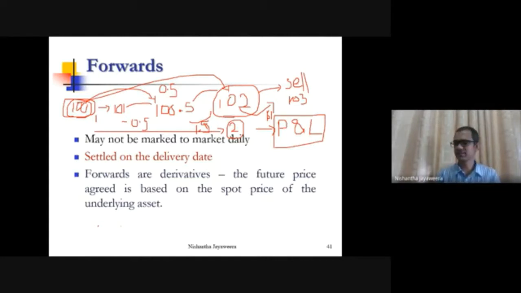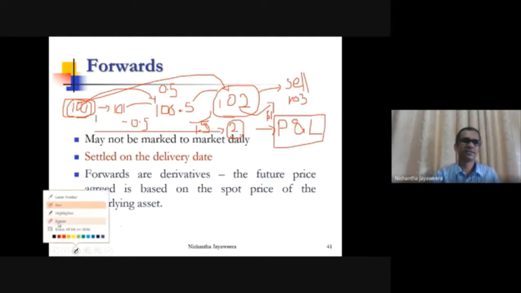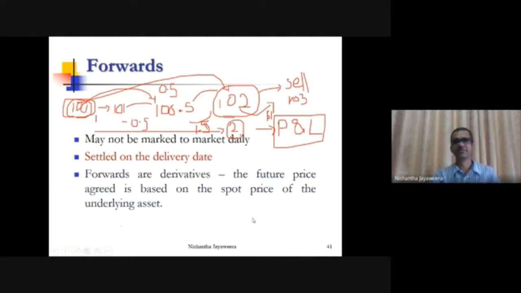If you're really interested, we can have a separate session on how this margin works, but we were initially thinking not to do that.